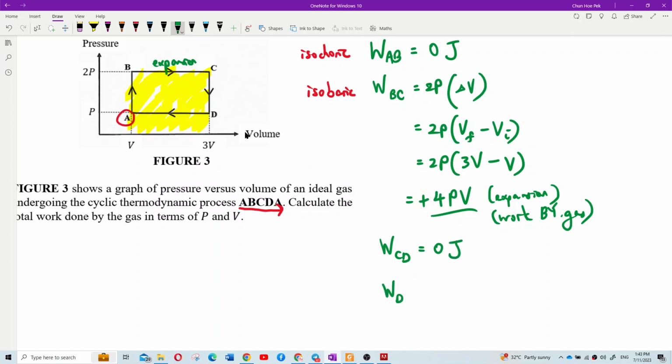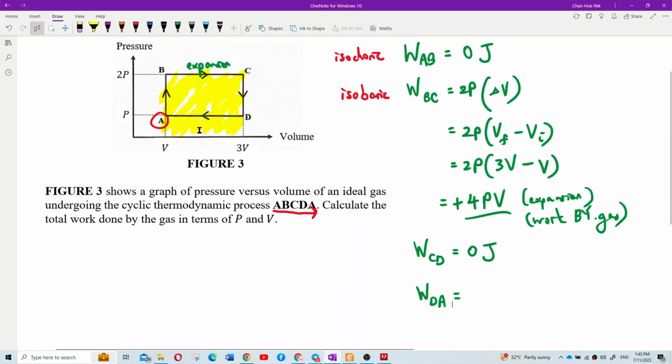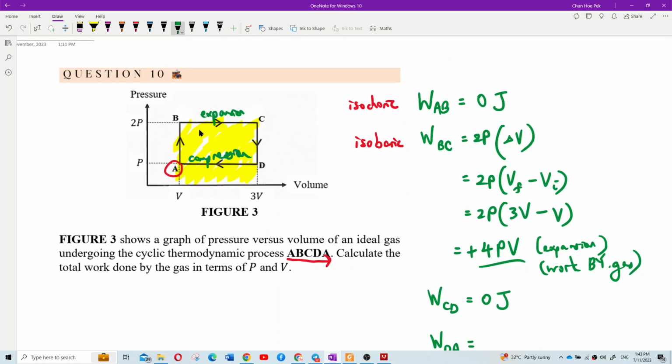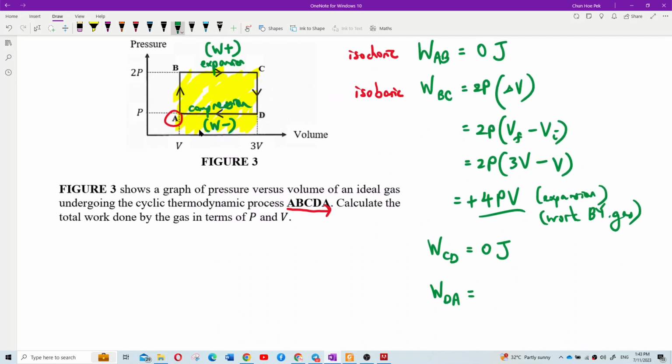DA. This time go to the left. Isobaric also, DA also isobaric, but this one is compression. If expansion, work done positive. If compression, work done negative. Work done on the gas is negative. Gas doesn't do any work, so we get negative work done.